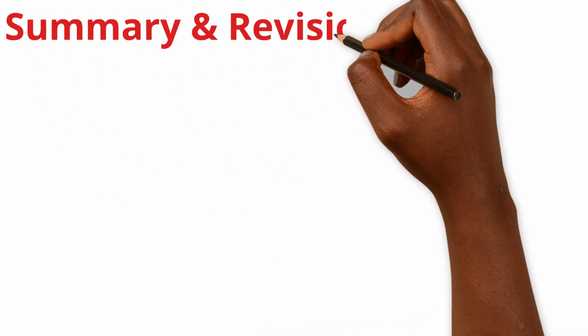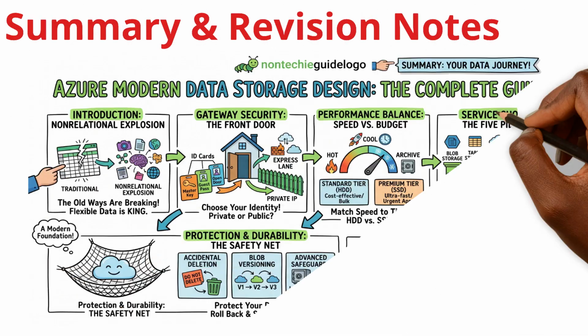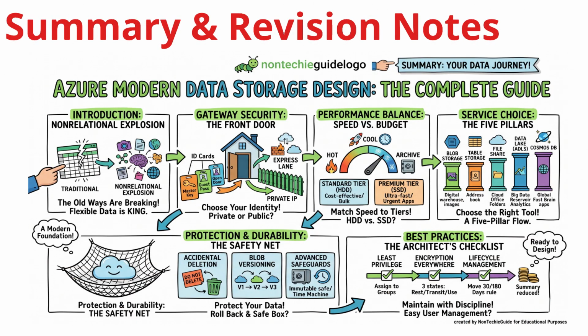We moved past rigid spreadsheets to embrace the flexible world of non-relational storage. We secured the front door using Azure Active Directory and SaaS tokens and balanced budgets by matching data temperatures, hot, cool, and archive, to the right hardware. You mastered the 5 pillars from simple blobs to the global power of Cosmos DB. To prevent digital nightmares, we built a safety net using versioning and immutable storage. Finally, we applied the architect's checklist, encrypting everything, granting least privilege, and using lifecycle policies to keep your bills low.